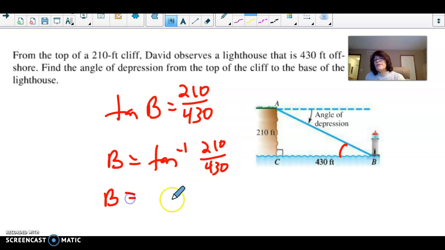When I do the inverse tan, how many significant digits? Just 2. So I'm going to say 26 degrees. I did that on my calculator already. Please do that on your calculator and make sure you get the right answer.